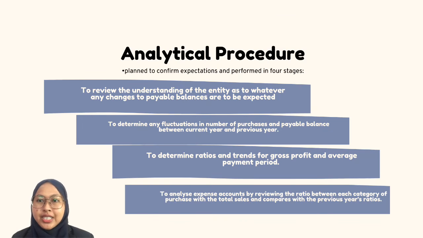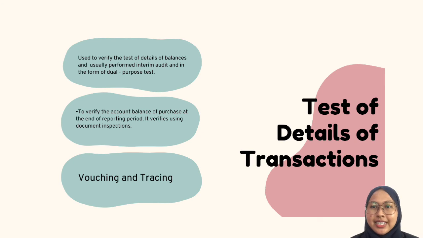For the first type, which is analytical procedure, it plans to confirm expectation and is performed in 4 stages. One of the stages is to review the understanding of the entity as to whether any changes to payable balance are to be expected. For the second type, which is the test of details of transaction, it is used to verify the test of details of balance and is usually performed at interim audit and in the form of a dual purpose test. It uses documentation by vouching and tracing.